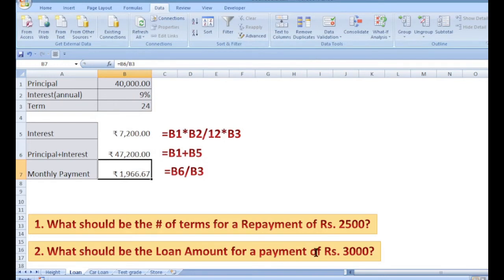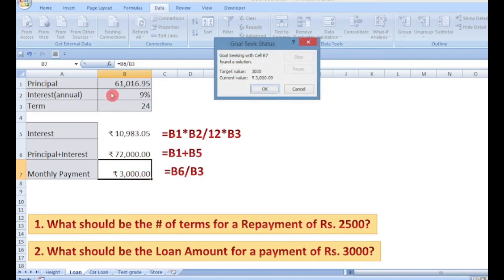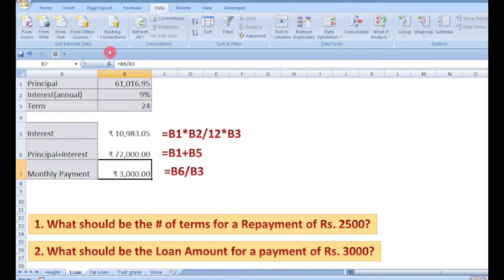Now, how do I answer the second question? I'm ready to pay 3,000 now, but can I increase the loan amount? Instead of 40,000, can I have a higher loan amount? Yes, we can solve it using this GoalSeek analysis. Set cell is B7. What is the value? 3,000 now. I want to set the goal to 3,000. And what cell do I want to change? It is nothing but the principal. I can give OK. So the bank will give me a loan of 61,000 at 9% interest for the term of 24 months if I am ready to pay 3,000 as a repayment amount. I give OK now. It is stored here.